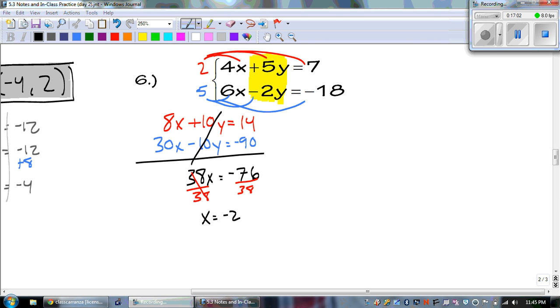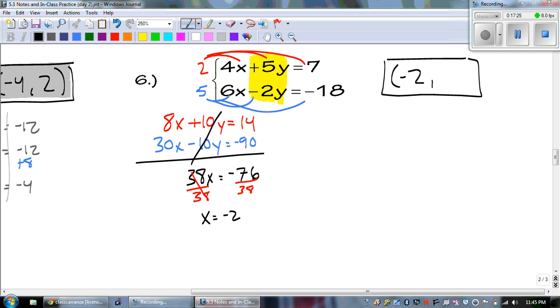Okay, so you should have multiplied the top by 2 and the bottom by 5 to cancel out your y's. When you combine the equations, you get 38x equals negative 76. Please remember to watch your signs. And then when you divide both sides by 38, we get that x equals negative 2. Oh, I forgot to write negative 2 up here.